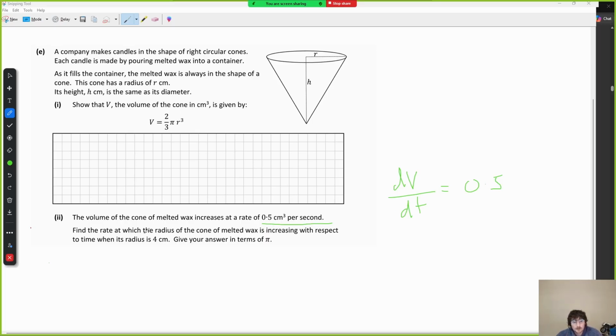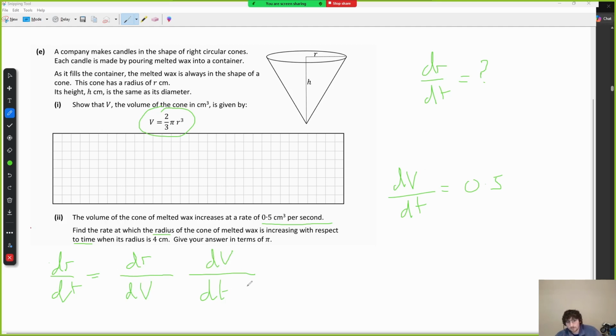Okay, let's read what we're looking for. Find the rate at which the radius of the cone of melted wax is increasing with respect to time. Radius, so I'm looking for dr/dt, that is my question mark. And what do we need? We need a formula. Oh, lo and behold, there's the formula. And there are the three things again. What's the first thing we always do? We always take the thing that is the question mark and we pull it apart, two flat lines. The dr has to go here, the dt has to go here. Because we're talking about volumes, it makes sense to put the dV here.